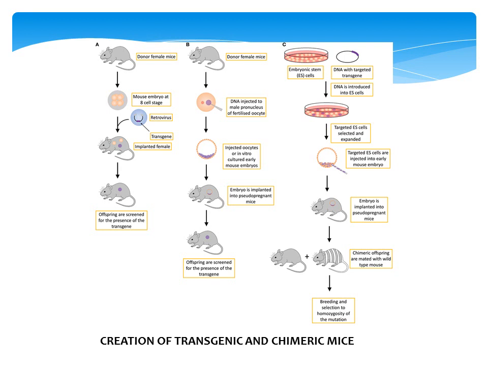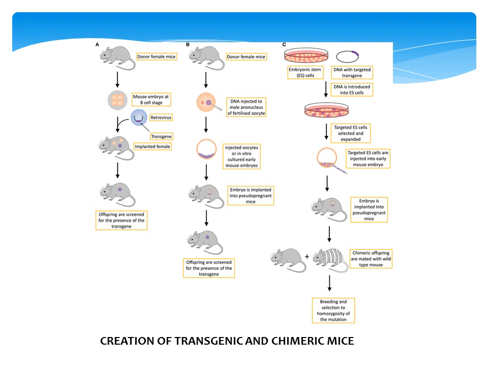In the third case, embryonic stem cells, DNA with targeted transgene is introduced into the embryonic stem cells, and they are selected and expanded. Targeted embryonic stem cells are injected into early mouse embryo. An embryo is implanted into pseudo-pregnant mice, and chimeric offspring are mated with the wild-type mouse, and breeding and selection to the homozygosity of the mutation. Homozygous are where you have the same alleles.